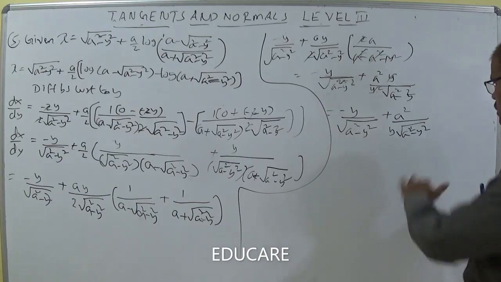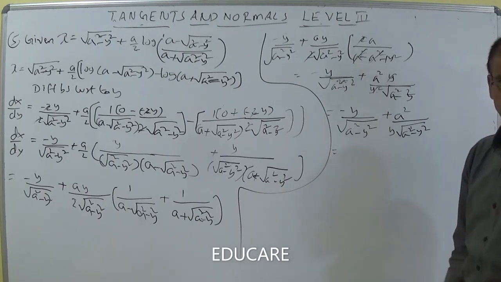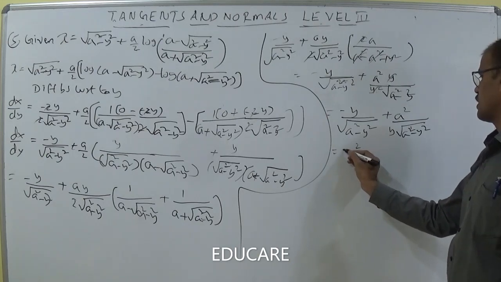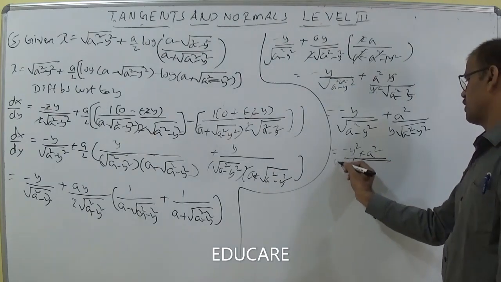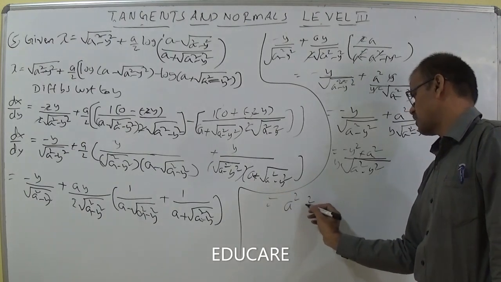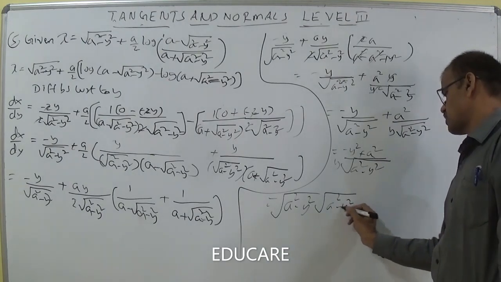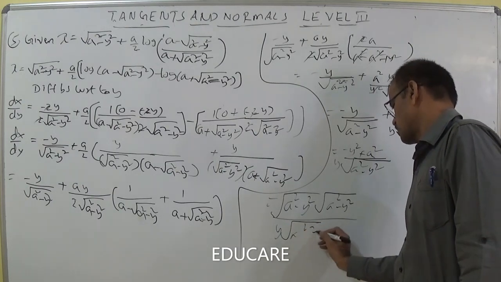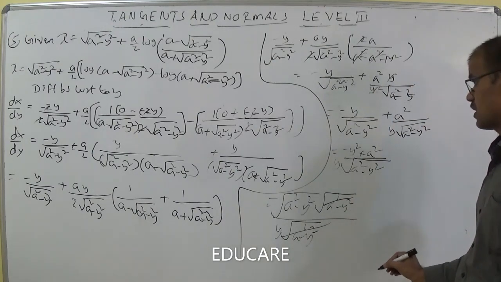If we take this term this side and this term this side, by taking the LCM, y root of a square minus y square, you can write minus y square plus a square whole by y into root of a square minus y square. The numerator can be written in the form of a square minus y square, root 2 times, here y into root of a square minus y square, you can write, root of a square minus y square got cancelled.